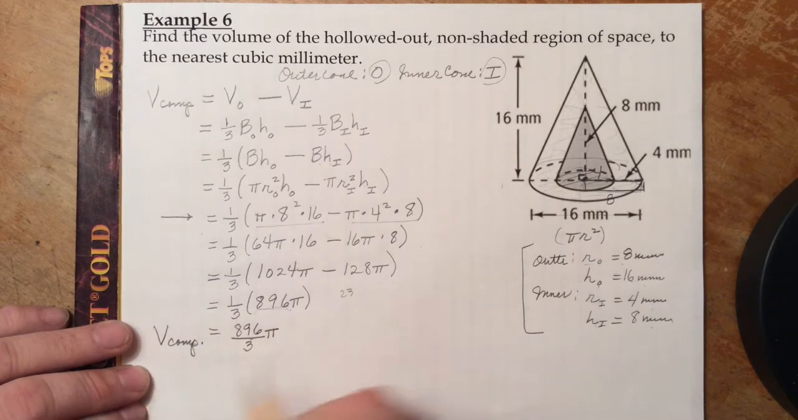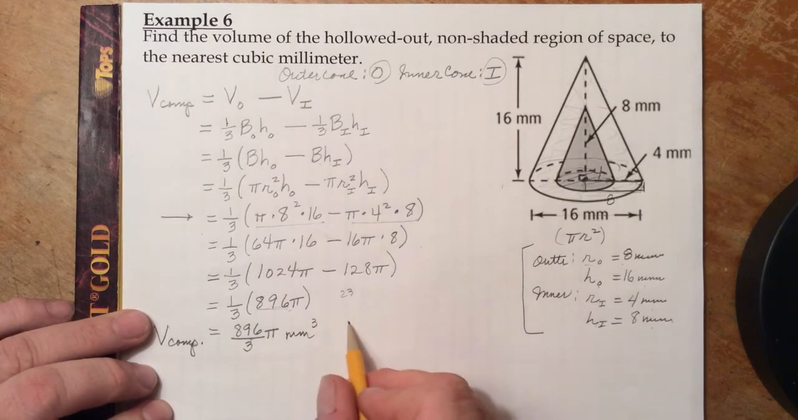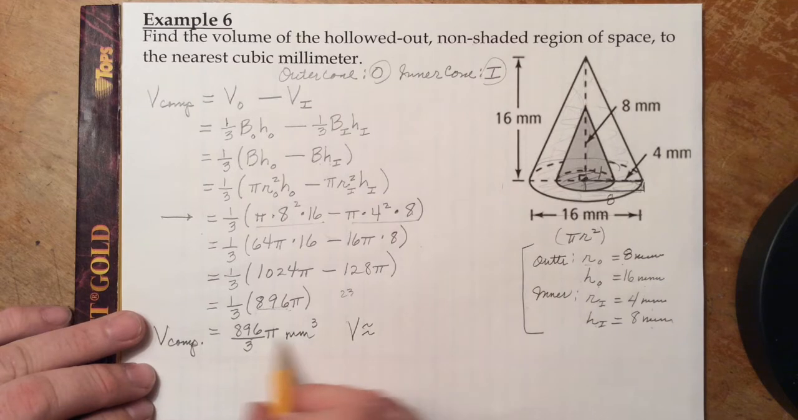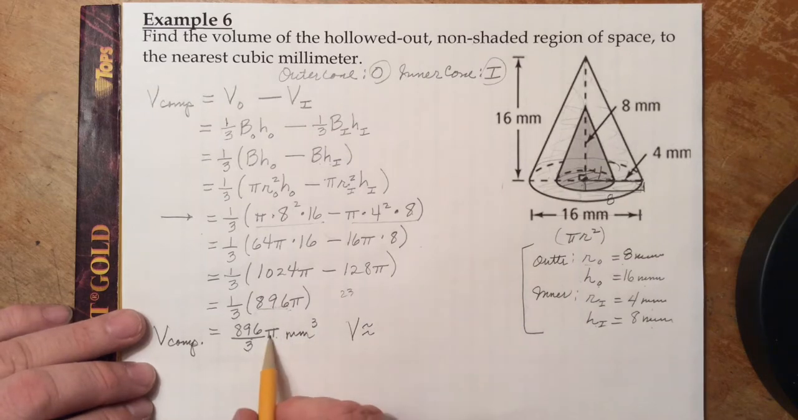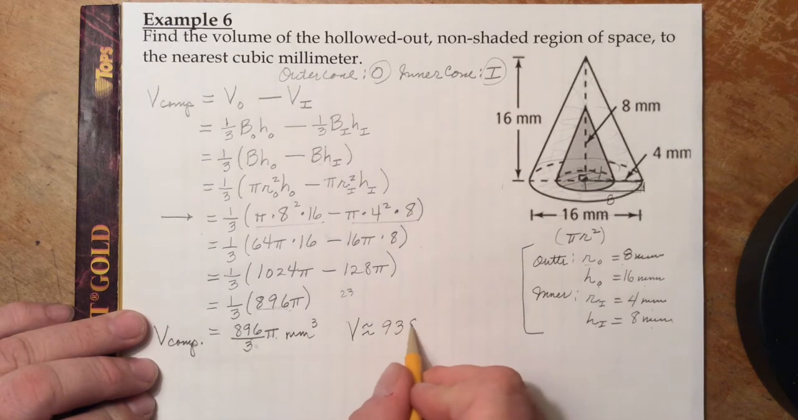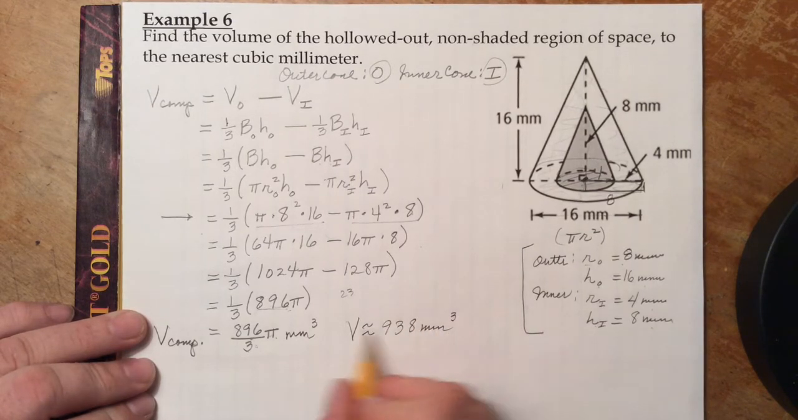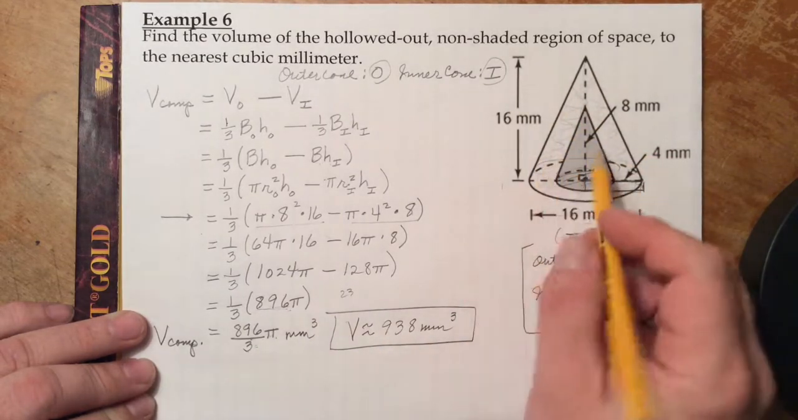Now, they did ask for the approximation. This would be our exact answer in cubic millimeters, but for the approximated volume, 896 divided by 3, enter, and then times pi, or you can do 896 times pi and then divide by 3. But be careful not to put the pi down here accidentally in your calculator. We get about 938 cubic millimeters for the volume of this space in between the 2 cones.